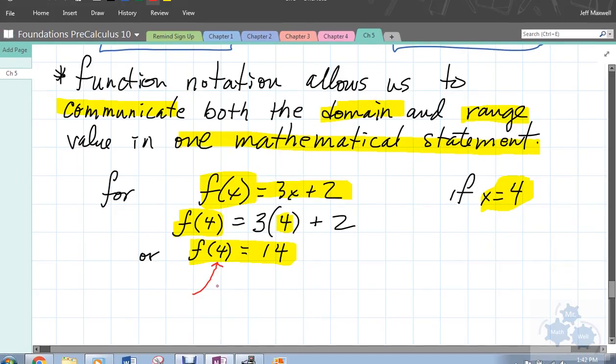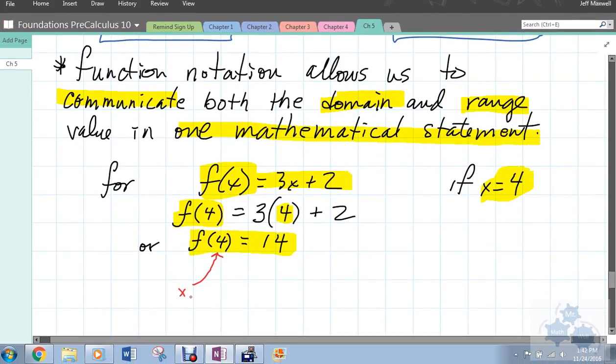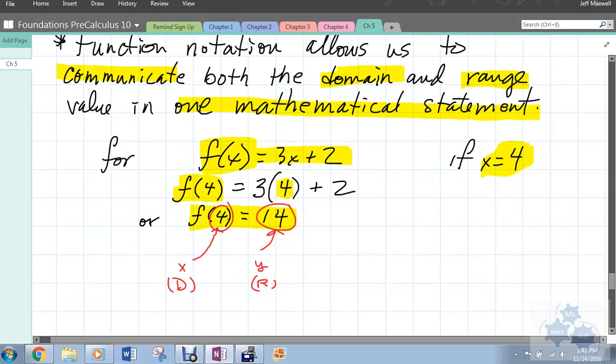This is your x value, or the domain element, and this is your y value, or the range element. So you can see the ordered pair is in this notation. Okay? You see the input and the output variable.